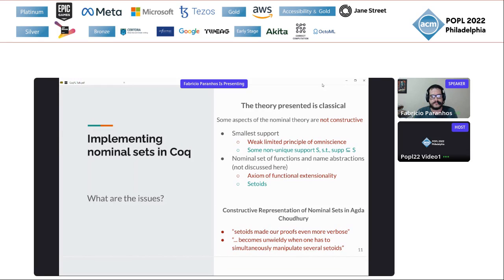Our work is not original. It's basically a port of the work done by Chowdhury in Agda, entitled Constructive Representation of Nominal Sets. But in his work, Chowdhury faced serious problems related to the use of setoids. Setoids make proofs even more verbose, and it becomes unwieldy when one has to simultaneously manipulate several setoids.